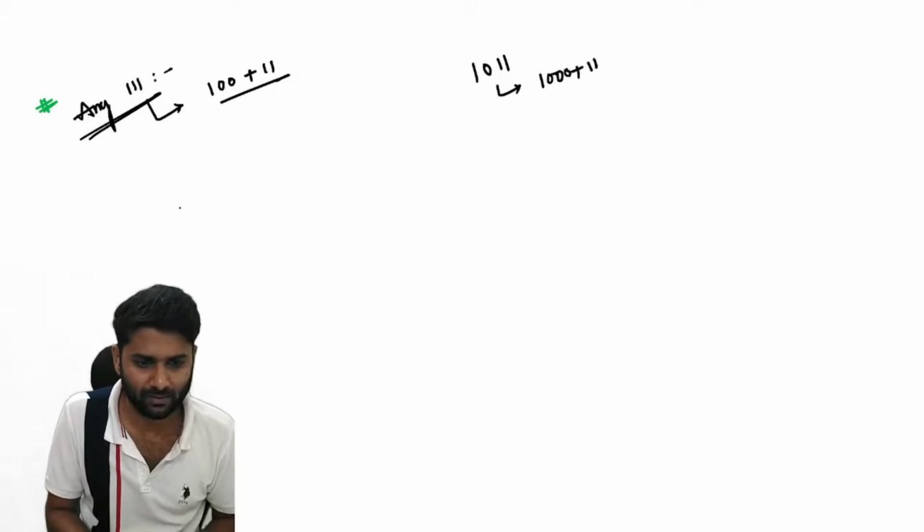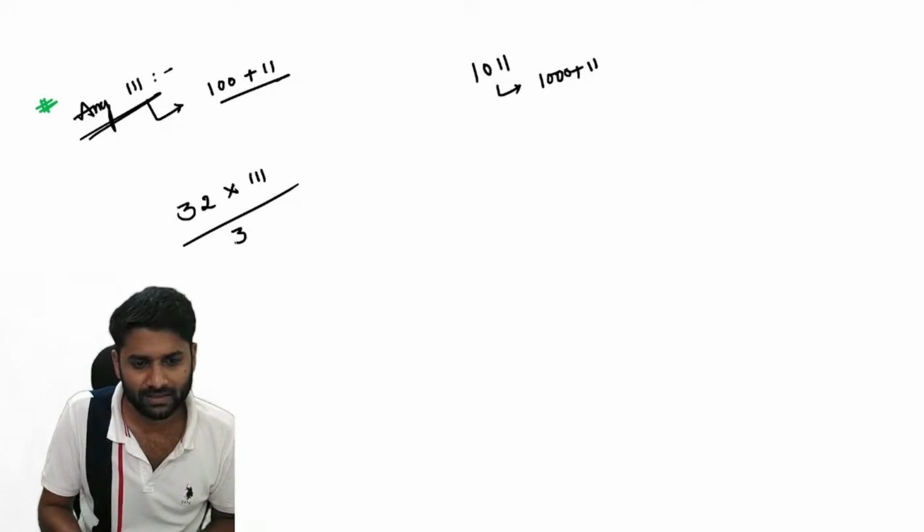Let me take few examples for understanding. If 32 is multiplied with the triple one, now you know that 32 is multiplied with 100 is 3200. Now again 32 into 11 is 352. So final answer 3553.